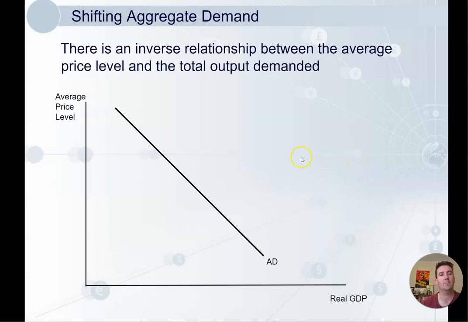This is what it looks like. So you can see the similarities between this and our microeconomic model, right? So instead of price, we've got average price level. Instead of quantity, we've got real GDP. So there is an inverse relationship between the average price level and the total output demanded, right?